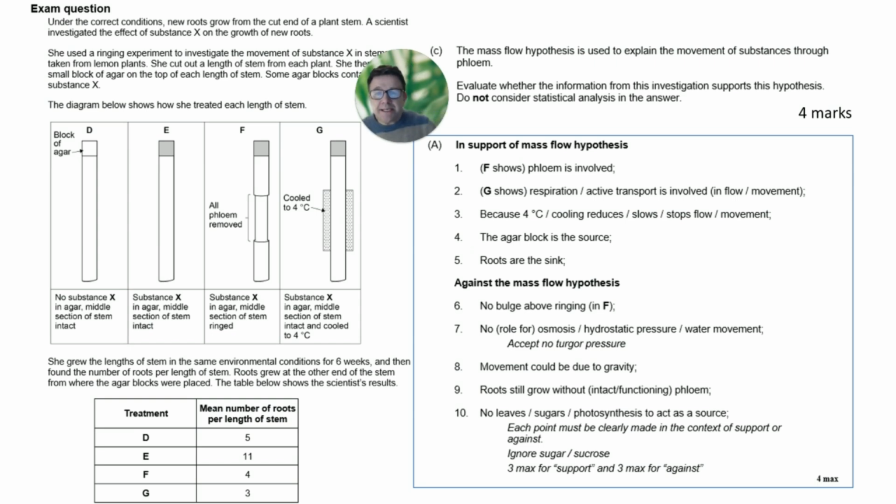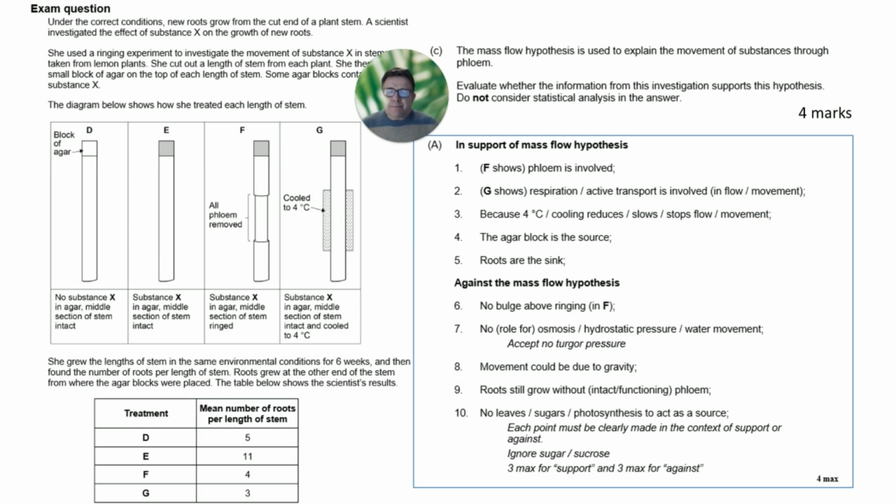So the second one, G. If you look at G, it shows that respiration and active transport is involved in the flow or movement. That's because at 4 degrees Celsius it slows or stops the flow. So as you can see, the mean number of roots per length of stem is low, even though the phloem's present, because there's not much active transport or respiration going on. Third, the agar block is the source, as you can see, and obviously roots are the sinks, because it tells you that the roots are growing at the other end of the stem. So source and sink, that's in support of mass flow.